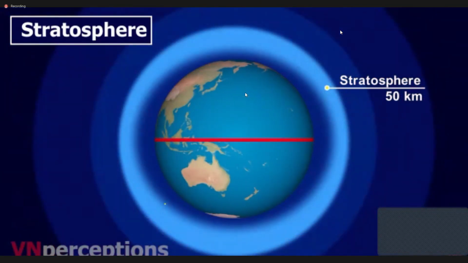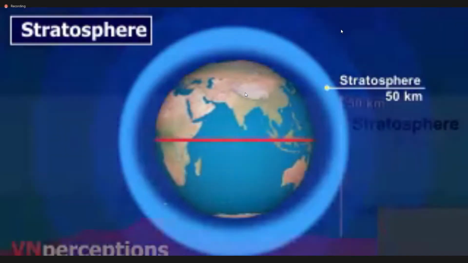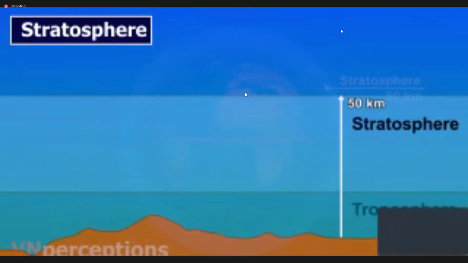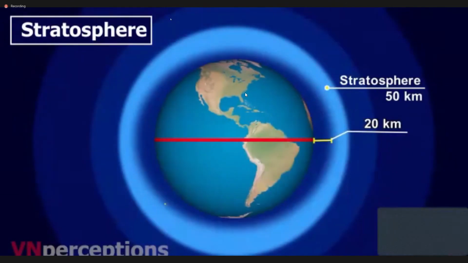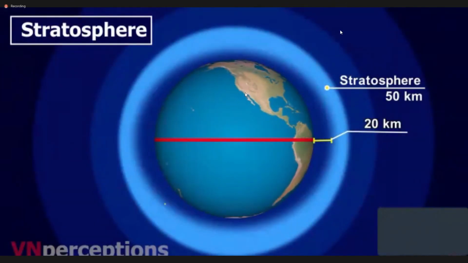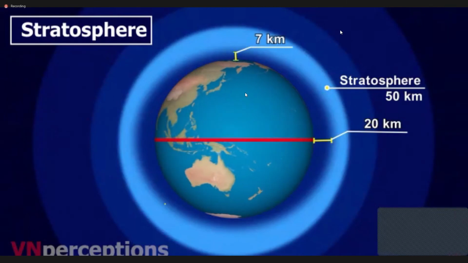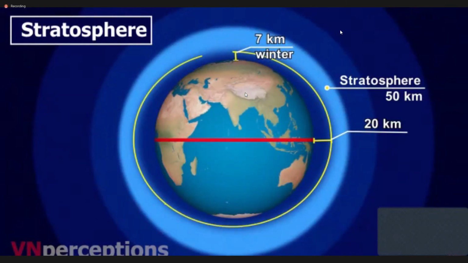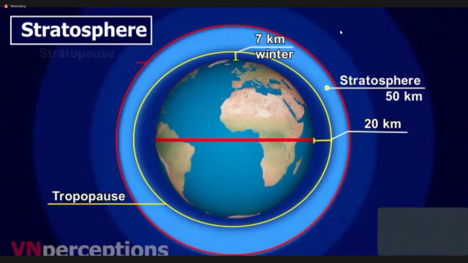The height of the bottom of the stratosphere varies with latitude and with the seasons. The lower boundary of the stratosphere can be as high as 20 kilometers near the equator and as low as 7 kilometers at the poles in winter. The lower boundary of the stratosphere is called the tropopause. The upper boundary is called stratopause.